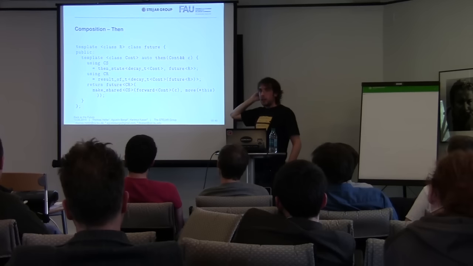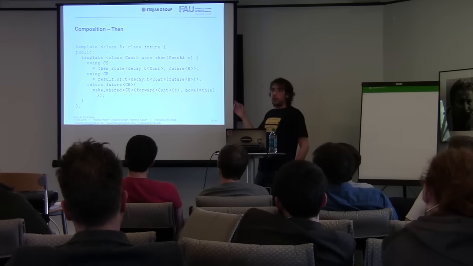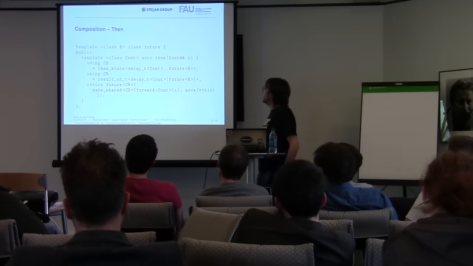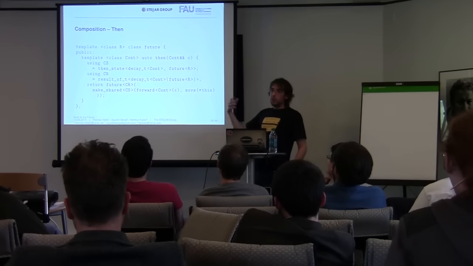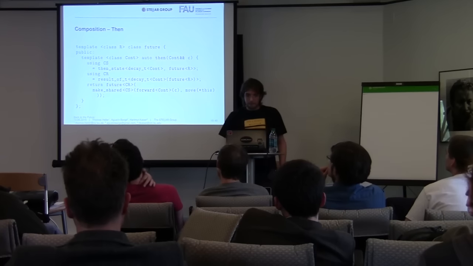So similarly to .get, once we return from .then, the future is invalid. The shared pointer to the shared state is null. Otherwise, you would be able to call .then multiple times, and you would be eventually reading the result multiple times.